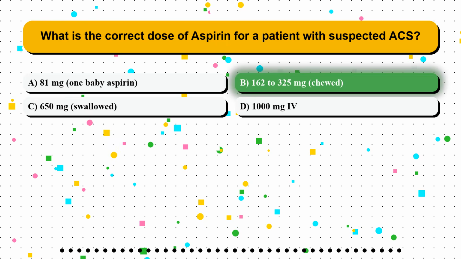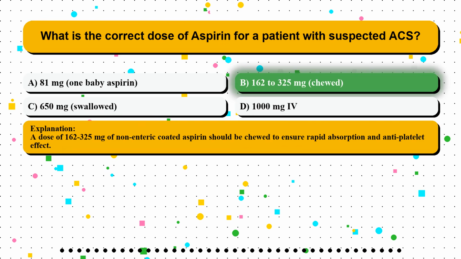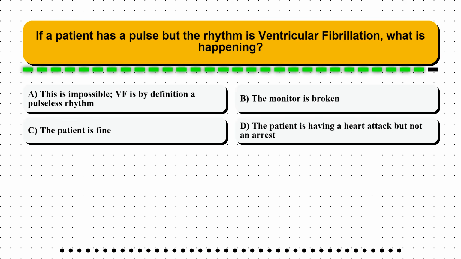The correct answer is option B, 162 to 325 mg, chewed. A dose of 162 to 325 mg of non-enteric coated aspirin should be chewed to ensure rapid absorption and antiplatelet effect. Question 21. If a patient has a pulse but the rhythm is ventricular fibrillation, what is happening?